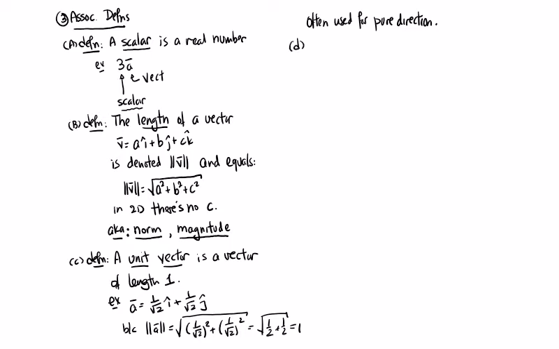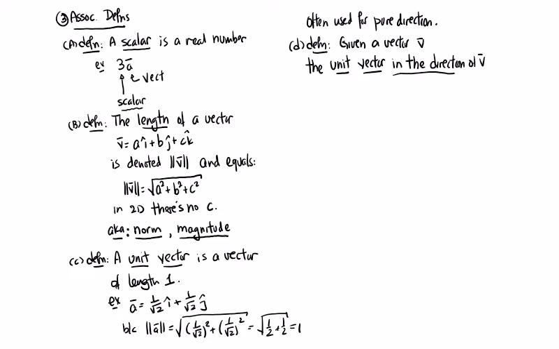So D. This is connected to C. Given a vector, let's say V, we have this phrase, the unit vector in the direction of V. This is the vector V divided by the magnitude of V, or if you prefer, 1 over the magnitude of V times V.